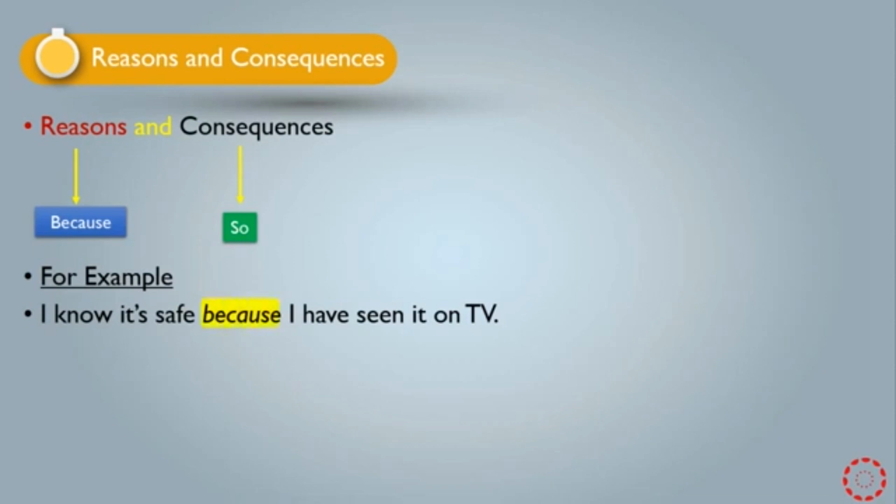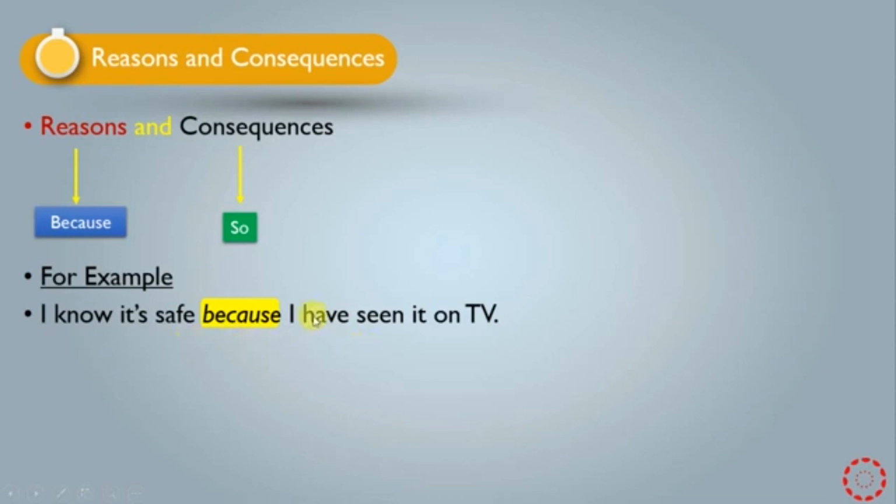As you see, we have because. Here, in the first part of the sentence, I know it is safe, this one is a consequence. I know it is safe because I have seen it on TV. If we have the reason at the end of the sentence, or we can say the second part of the sentence, we use because.